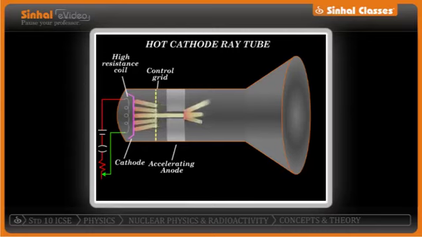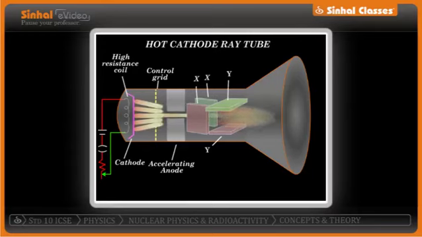In order to streamline them, they are made to pass through a deflecting system which consists of two pairs of plates. One, the vertical plates called the XX plates. Second, the horizontal plates called the YY plates. The vertical plates align the thermions in the horizontal direction, hence called the XX plates. The horizontal plates align the thermions in the vertical direction, hence called the YY plates.